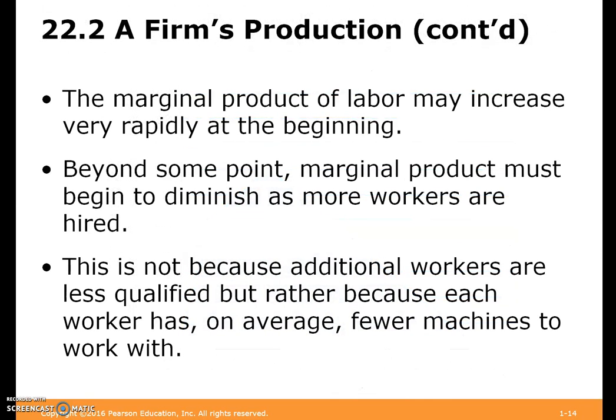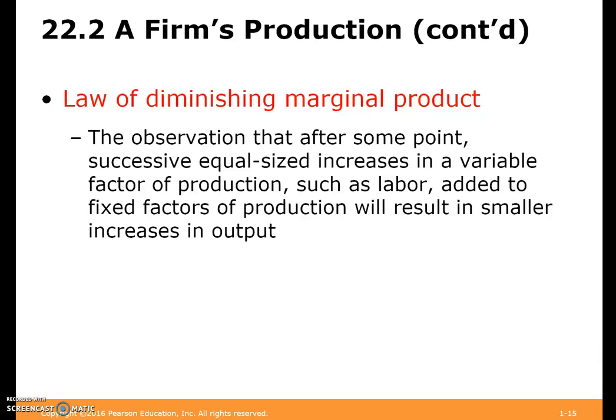So the marginal product of labor may increase very rapidly at the beginning because you're starting from no real input or no real labor. But beyond some point, the marginal product must begin to diminish as more workers are hired. This is not because additional workers are less qualified or not as good, but rather because each worker has, on average, fewer machines to work with. Maybe it gets crowded and people get in each other's way. And very similar to consumer theory, when we were talking about diminishing returns, we have diminishing marginal product. This is the observation that after some point, successive equal-sized increases in a variable factor of production, such as labor, added to fixed factors of production will result in smaller increases to output.